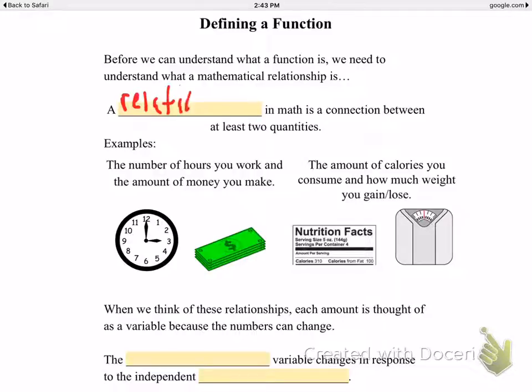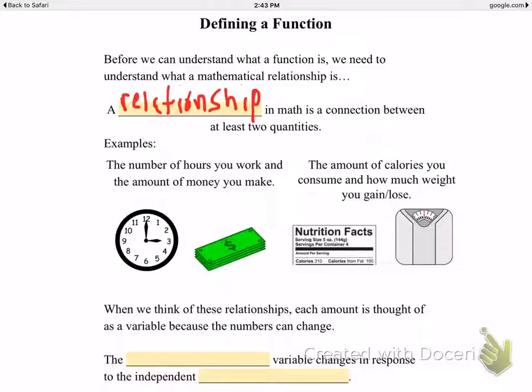Now in math, a relationship is a connection between at least two quantities. So here we have relationship. Some examples: the number of hours you work and the amount of money you make. There's a relationship between those two things. If you work more hours, then you're going to make more money. Or similarly, if you work less hours, then you're going to make less money. Another relationship could be between the amount of calories you consume and how much weight you gain or lose. If you consume more calories, then you might gain weight, or if you consume less calories, you might lose weight. Now, there are other factors at play there. That's why it says at least two quantities, but there's definitely a relationship between those two things.